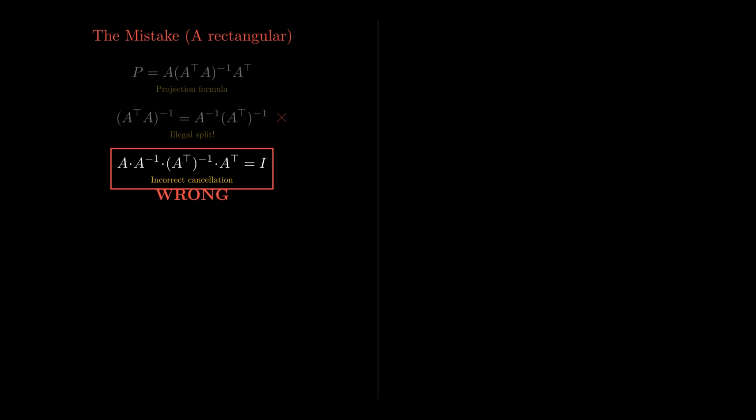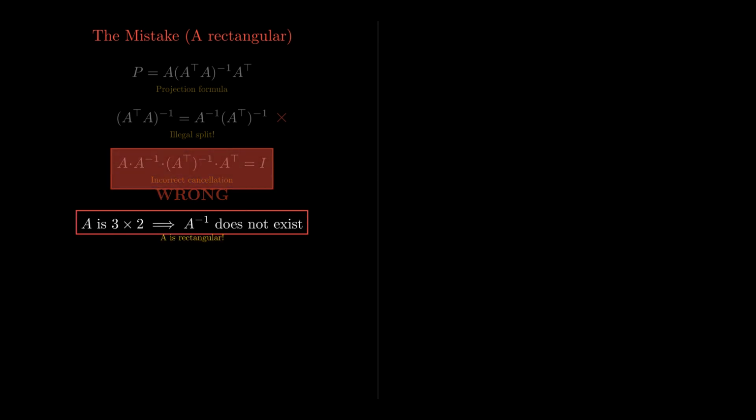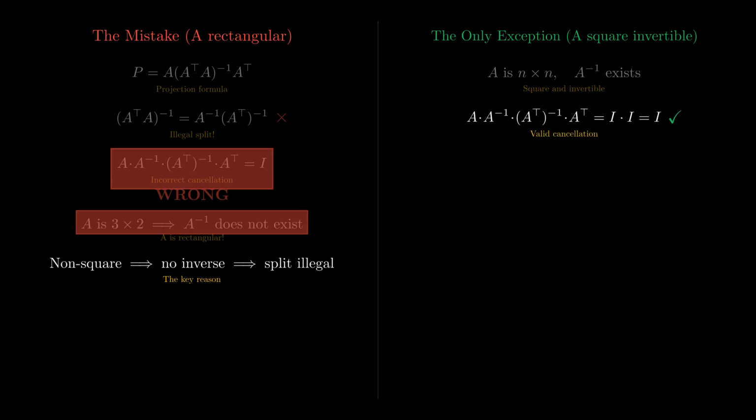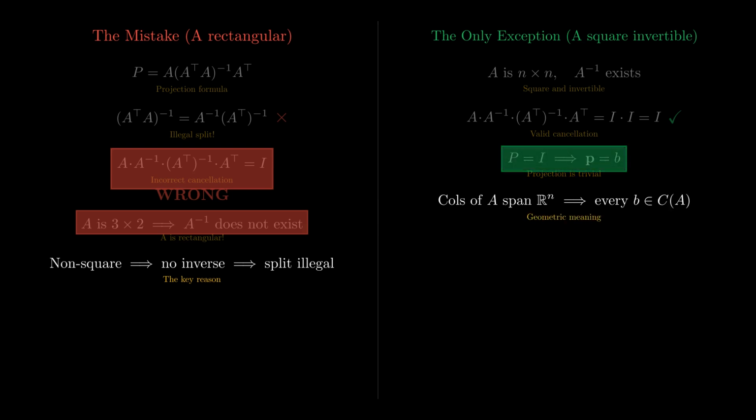The factorization of (A transpose A) inverse into A inverse times (A transpose) inverse requires A to have an inverse, but A is typically rectangular, say 3 rows by 2 columns. A non-square matrix has no inverse, so the split is illegal. The only exception is when A is square and invertible. In that case, the cancellation is perfectly valid, and we get P equals the identity. This makes geometric sense. If A is n by n and invertible, then A's columns span all of R^n. Every vector b already lives in the column space, so projecting b just returns b unchanged.